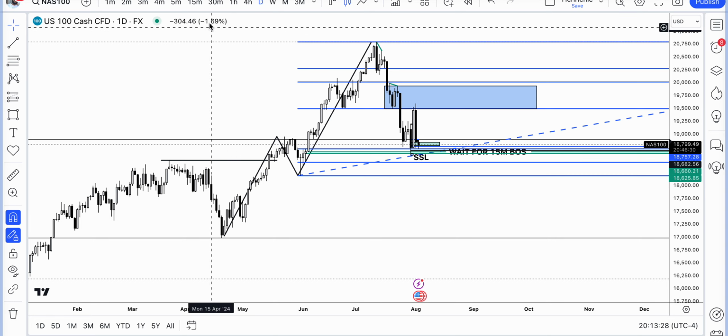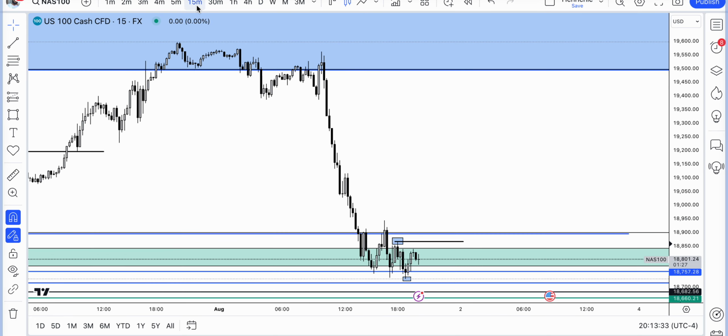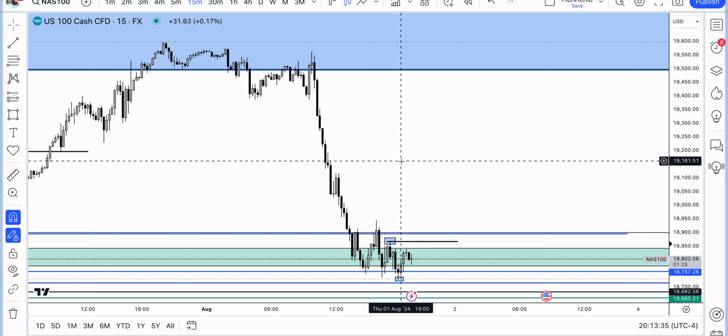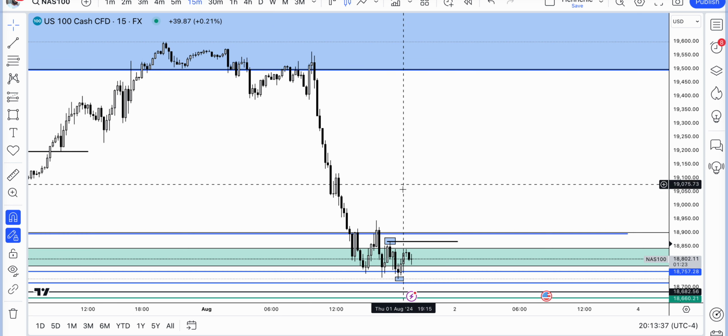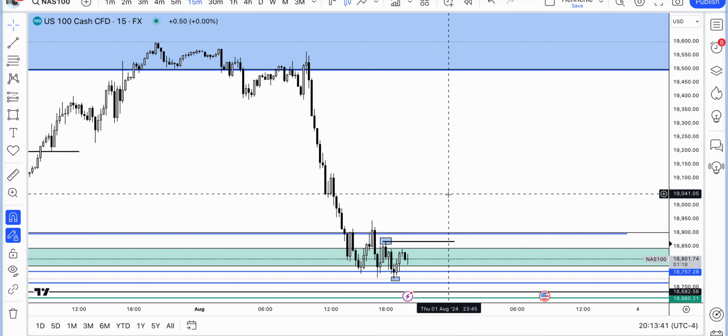So trade with good risk management. If you don't know what you're doing, it's best to just stay on the sidelines and don't put your risk on the table, because anything can happen and you can get wiped out on days like this. So I'll be watching this very closely.